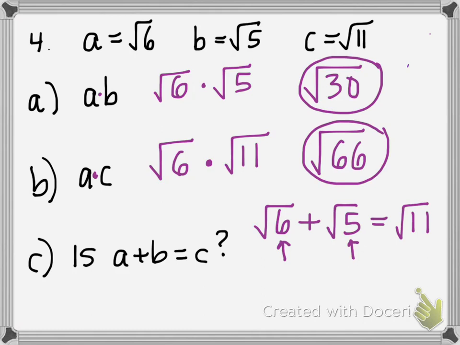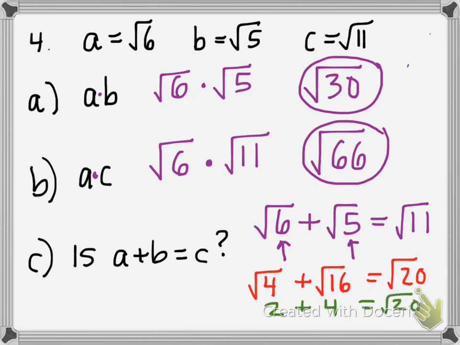We also proved in class using an example with easy numbers like the square root of 4, because we can simplify that, and the square root of 16. We decided if this was equal to the square root of 20, can you just add the insides? Well, if you actually simplify this, the square root of 4 is 2, plus the square root of 16 is 4. Is that equal to the square root of 20? In other words, 2 plus 4, 6. Is that equal to the square root of 20?